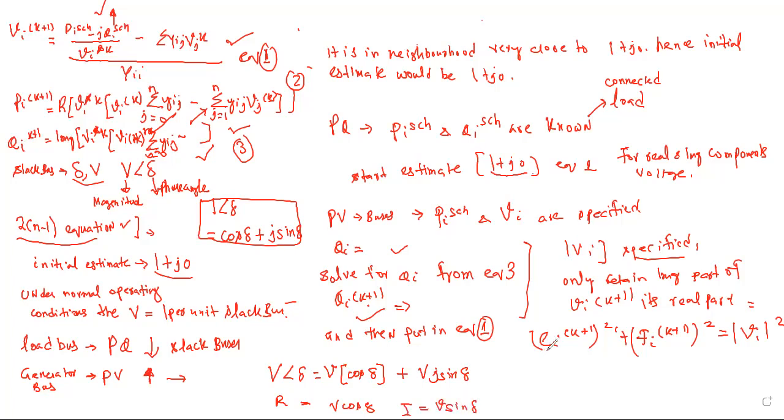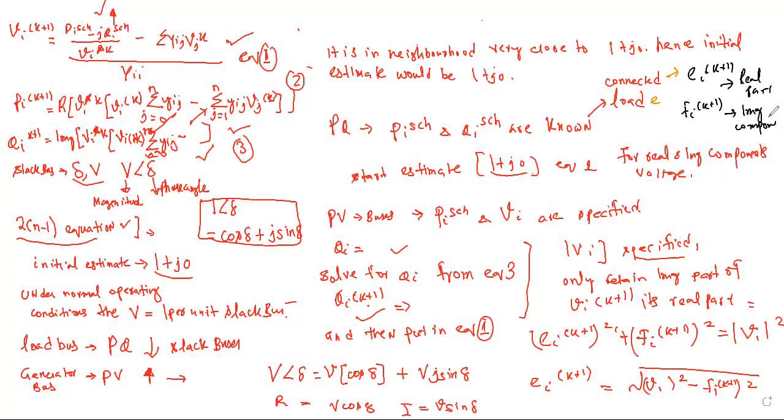Similarly, in these terms I have written this just to explain this particular thing, and to put it in an iterative sequence. You can write E_i^(k+1) as the square root of V_i squared minus (F_i^(k+1)) squared. Where E_i^(k+1) is the real part of voltage, and F_i^(k+1) is the imaginary component. Now, one more thing.